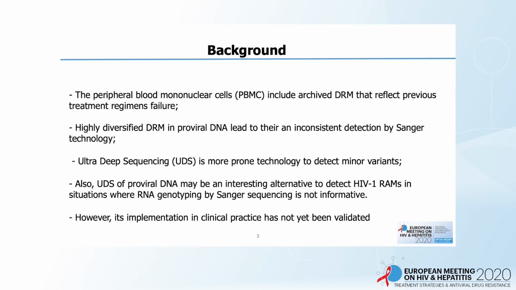The peripheral blood mononuclear cells, PBMC, include archived drug resistance mutations that reflect previous treatment regimen failure. Highly diversified drug resistance mutations in proviral DNA lead to their inconsistent detection by Sanger technology. Ultra-deep sequencing is a technology more prone to detect minor variants. Also, ultra-deep sequencing of proviral DNA may be an interesting alternative to detect HIV drug resistance mutations in situations where RNA genotyping by Sanger sequencing is not informative. However, its implementation in clinical practice has not yet been validated.